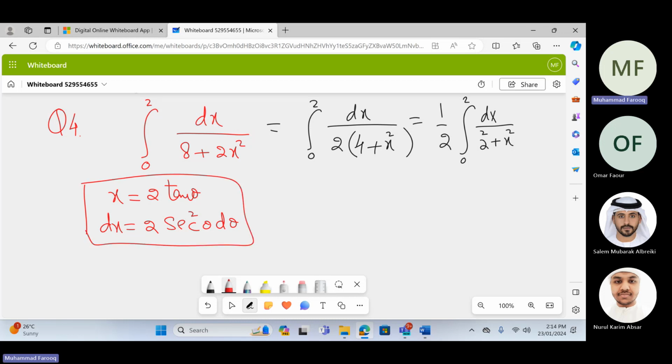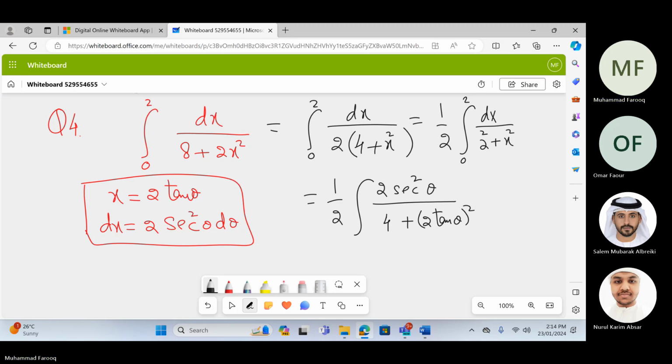Now your question will be replaced by these substitutions. So this is 1 over 2 integral of dx, which is 2 times secant squared theta, divided by 2 squared, which is 4, plus x replaced by 2 times tan theta, and it has a square. Look at it, square. I can go to the next step, fine. I make 2 squared as it is, next I will make it 4.